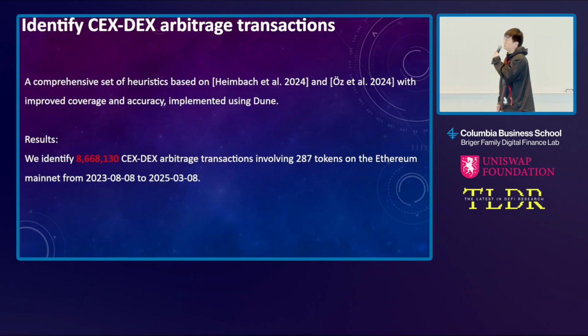So we start by identifying SegTex arbitrage transactions using heuristics based on 2 previous papers, but we improve a lot of coverage and accuracy. We'll open source the dataset and the Dune query later. The results: we identified about 8.6 million SegTex arbitrage transactions on Ethereum, involving 287 tokens from August 2023 to March 2025. There could be more transactions because we only consider tokens listed on Binance.